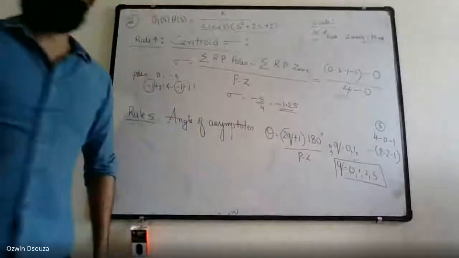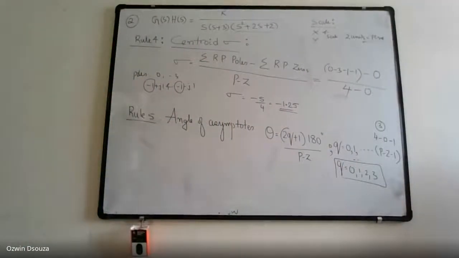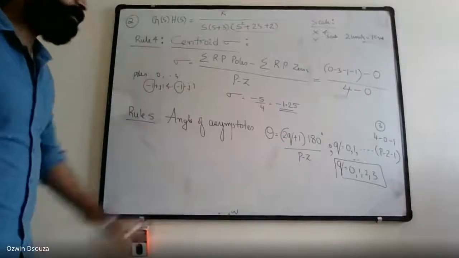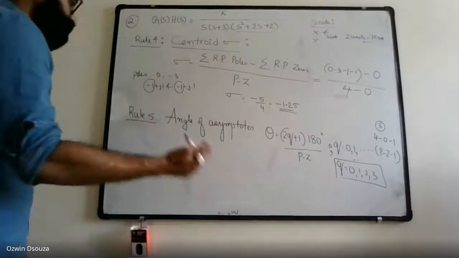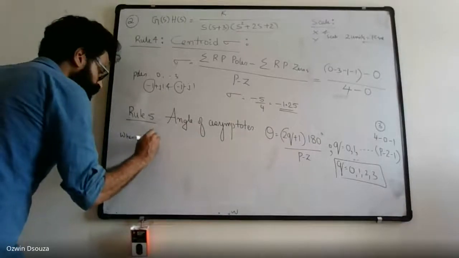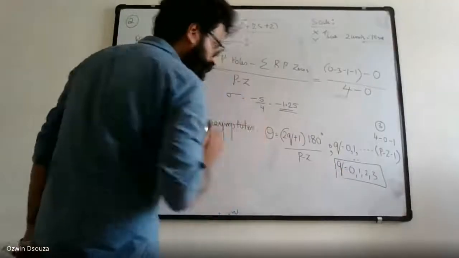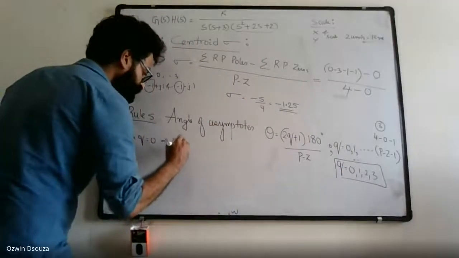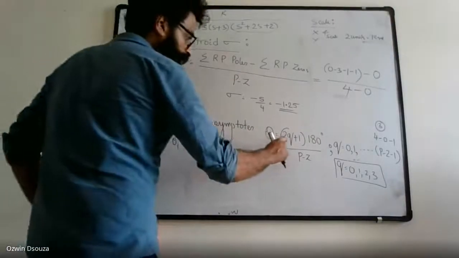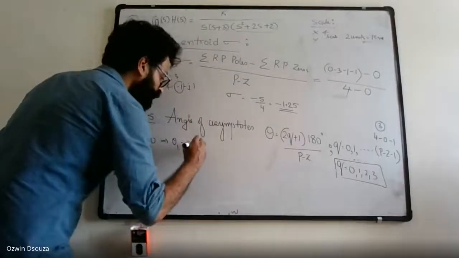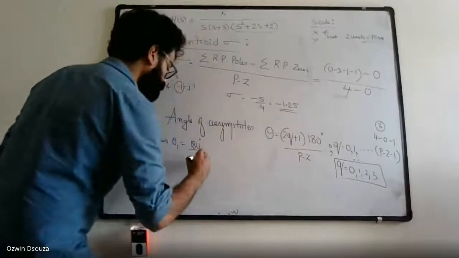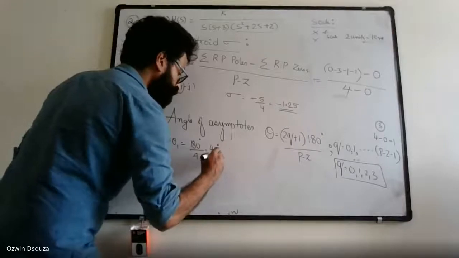So q has four values, 0, 1, 2, 3. Taking these values independently, you are supposed to find the angle of asymptotes. Okay, so let's find it. When you set the value of q as 0, let us say the corresponding angle is theta 1. So theta 1 is what? 2 into 0 plus 1, so basically you have 180 degrees divided by p minus z. P minus z is 4, right? 4.